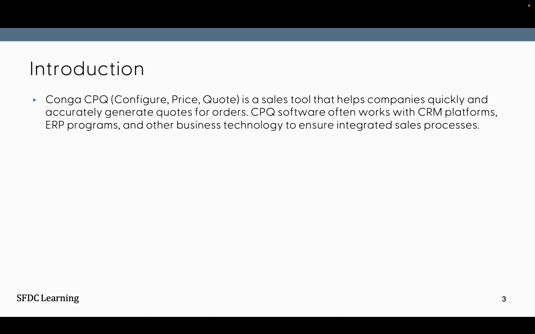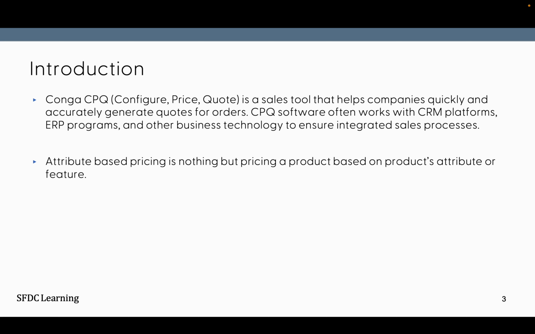So introduction about Conga CPQ for those who don't know it. Conga CPQ is a sales tool that helps companies quickly and accurately generate their quotes for ordering. CPQ software often works with CRM platforms, ERP programs, and other business technology to ensure an integrated sales process. So this is what Conga CPQ is used for.